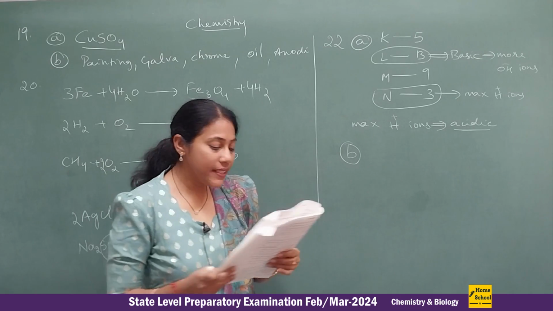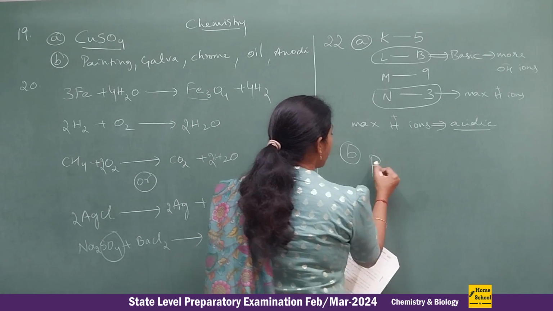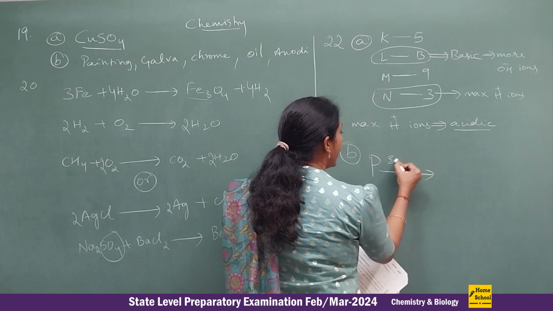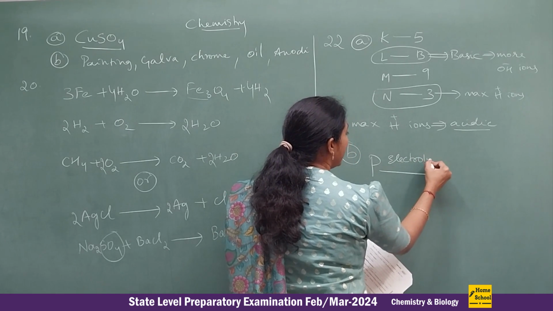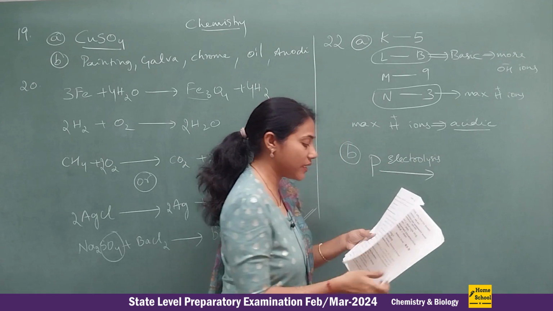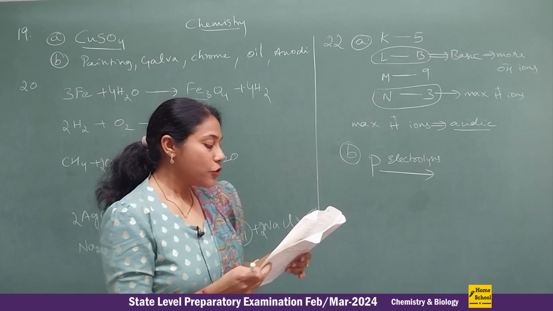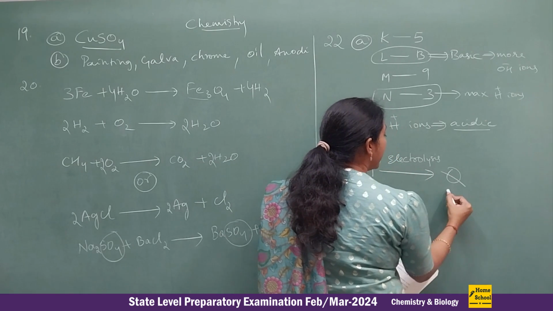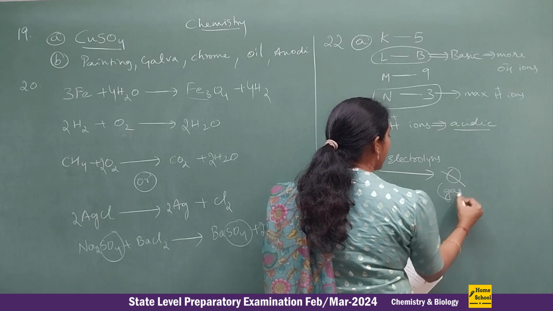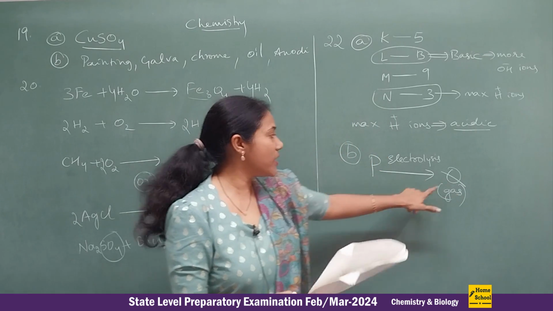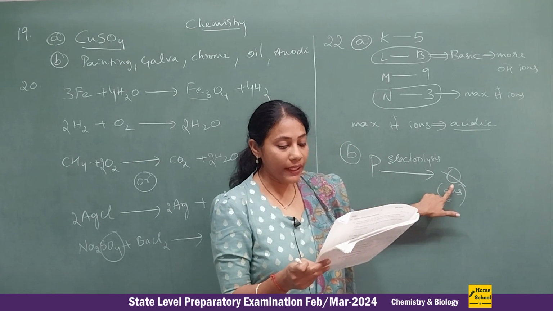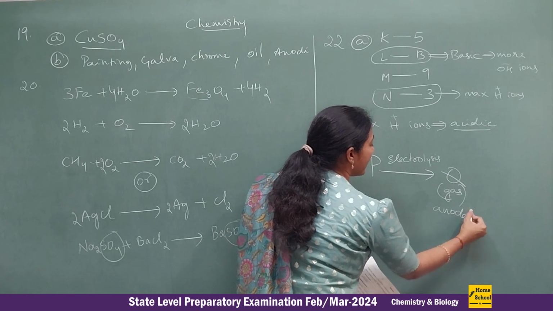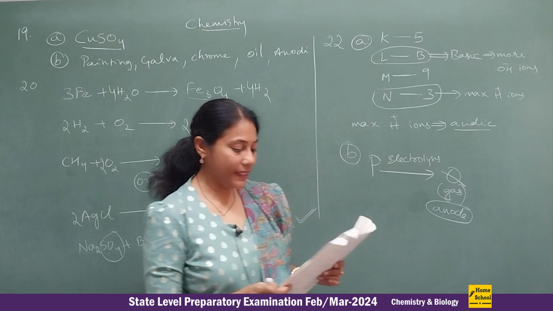A saturated solution P. So there is a solution P. This was subjected to electrolysis. I mean, they have done the electrolysis process for this P. After doing the electrolysis process, a gas was liberated, which is Q, at the anode. So this Q was liberated at the anode.